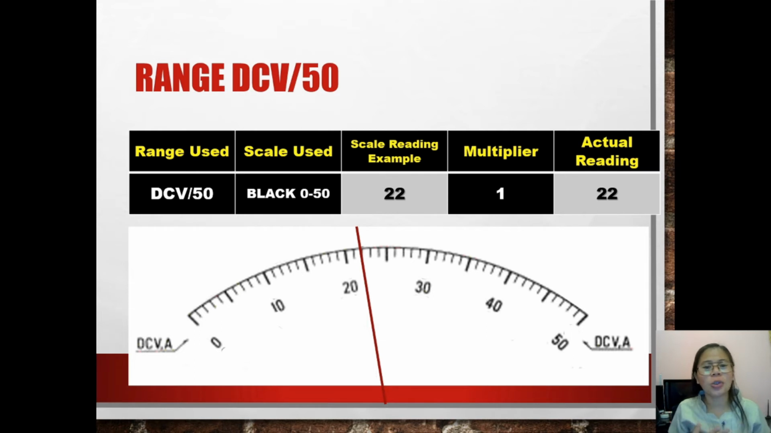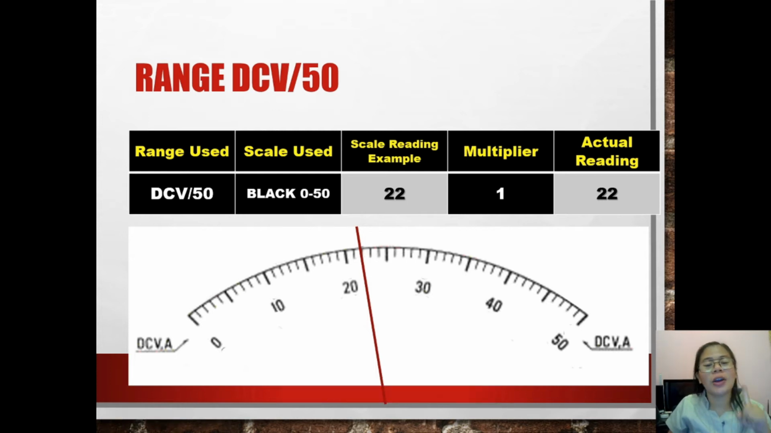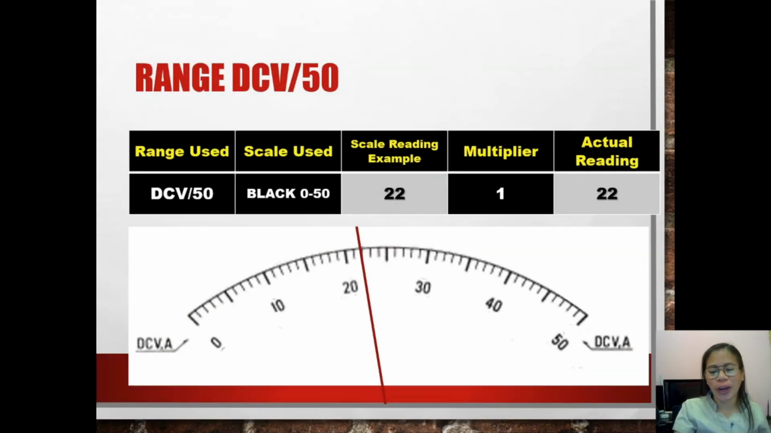Why is it 22? Because it is 20, 21, 22. Each scale counts as 1. So 20, 21, 22. Our pointer points on the 22 scale. So our multiplier is the same as in the range of 10. Our multiplier is 1. 22 times 1 is 22.